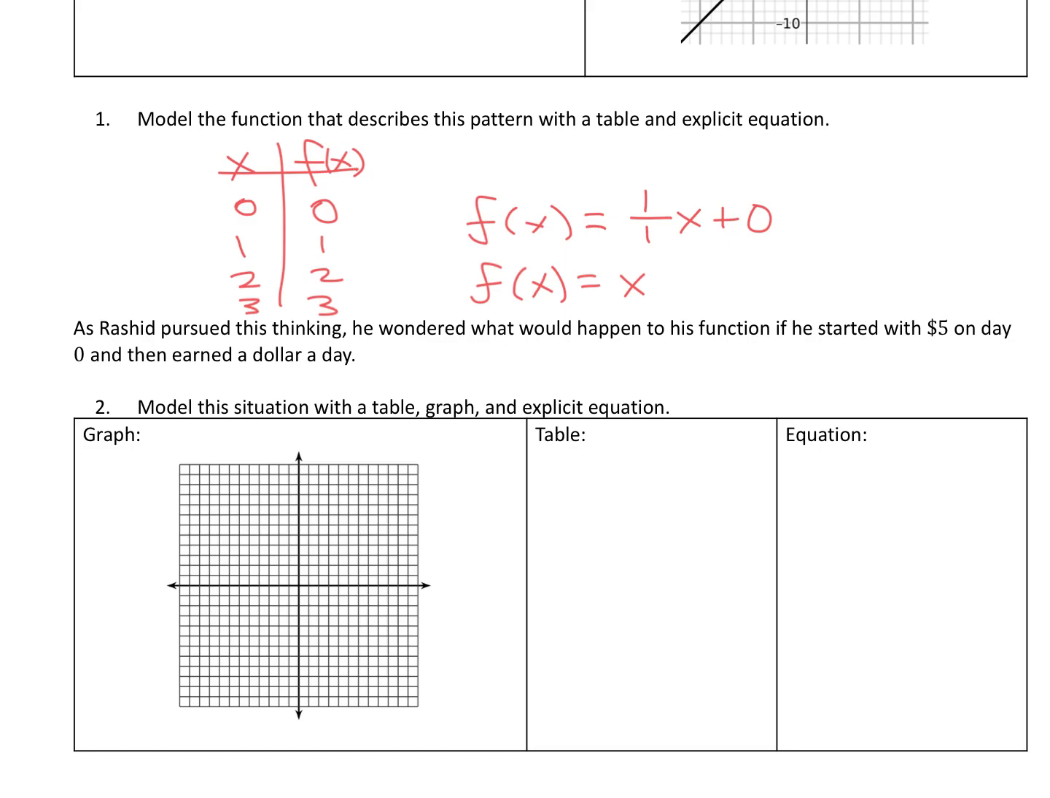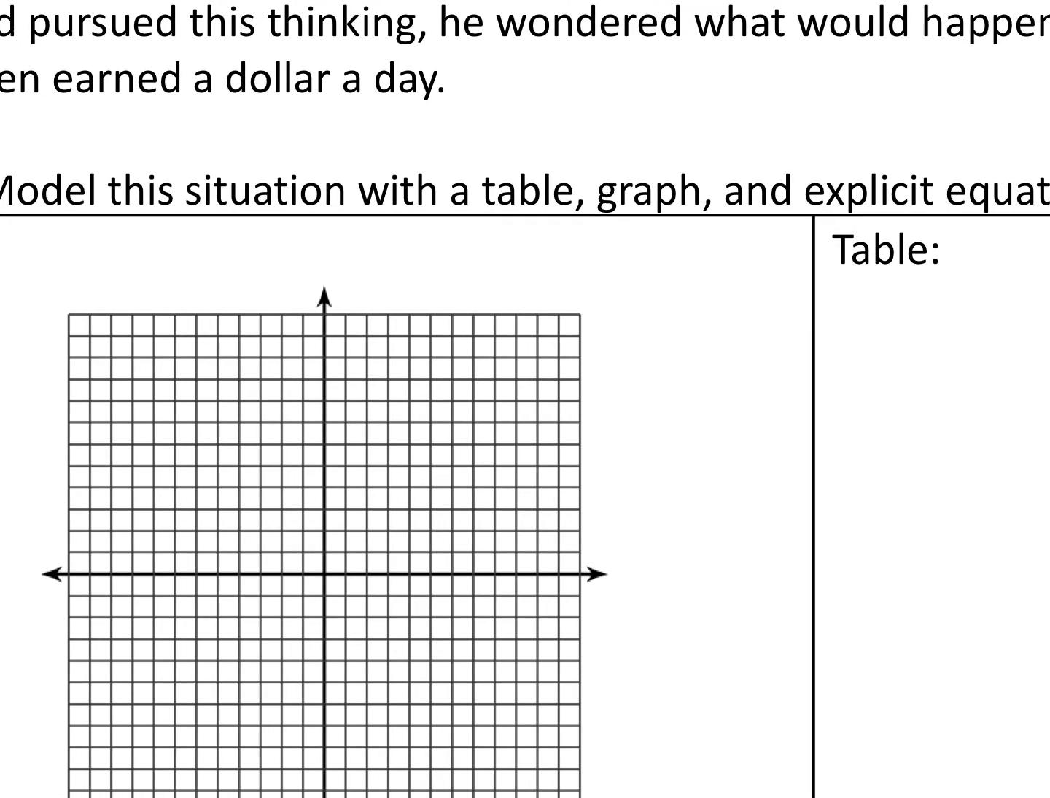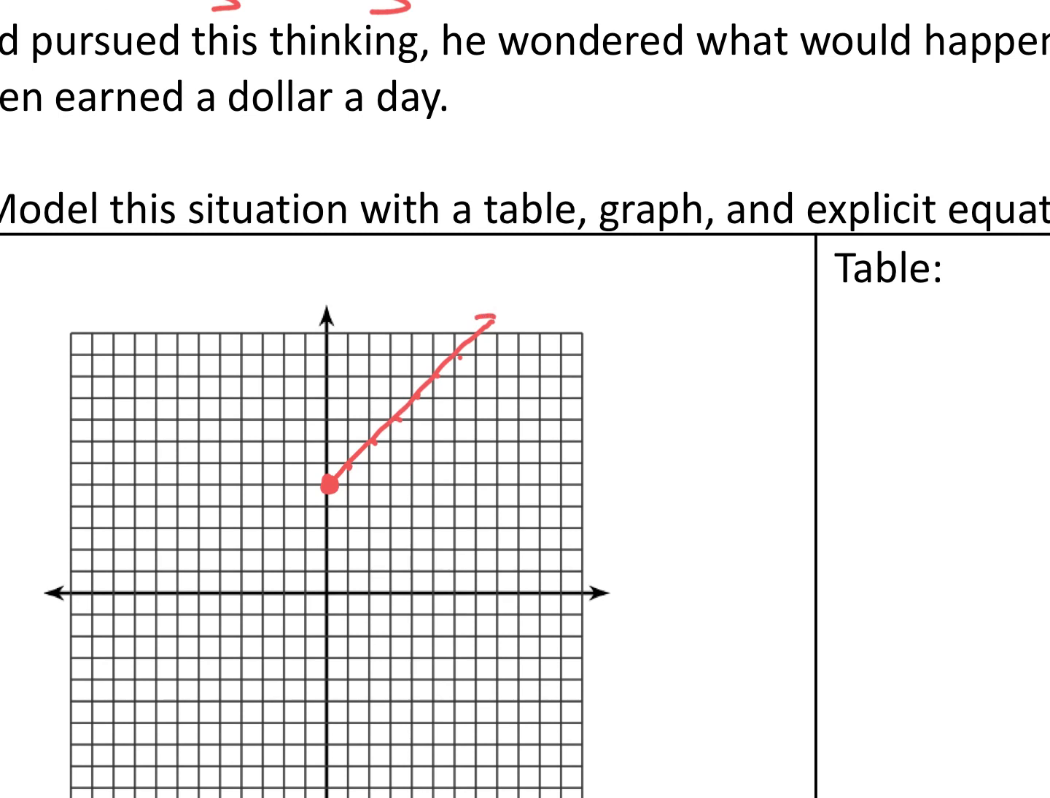So let's go ahead and graph what it would look like first. So he starts with $1, $2, $3, $4, $5, right? And he goes up $1 one day, up $1 one day, up $1 one day, up $1 one day. So it goes like that. And I'm not going to graph anything outside of the first quadrant, just because I feel like this is days and money, so we're not going to have negative days and negative money.